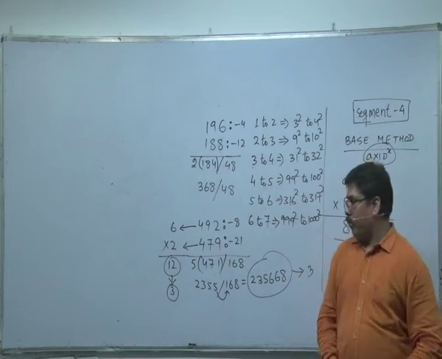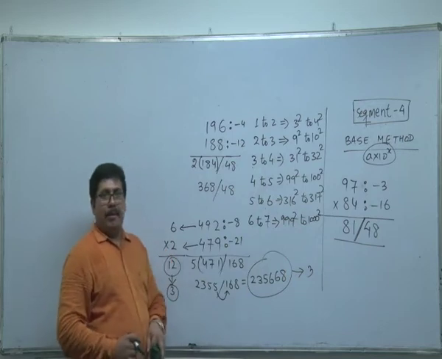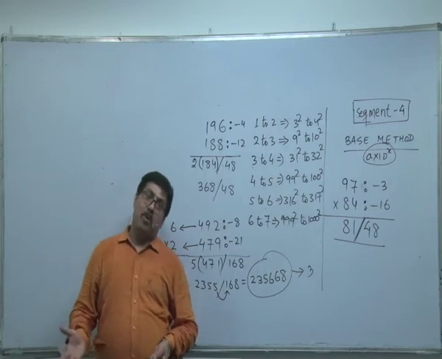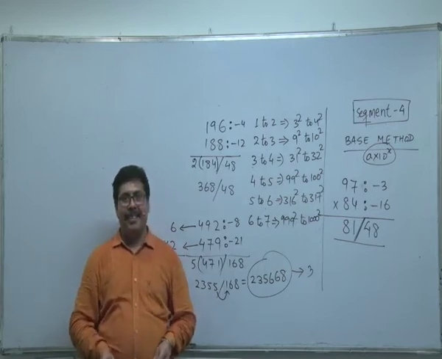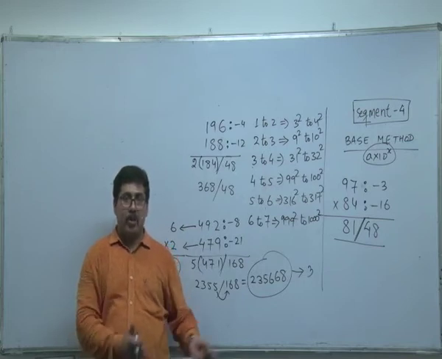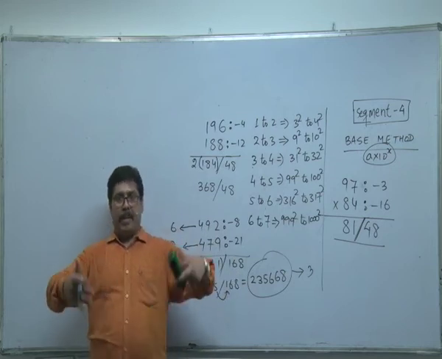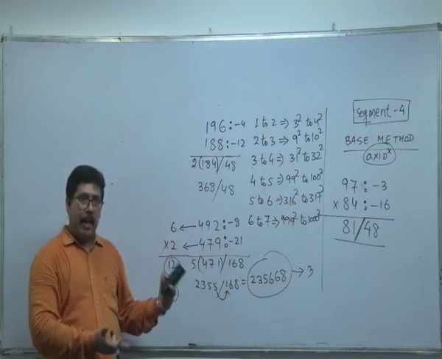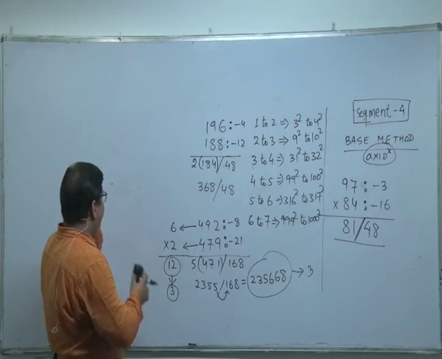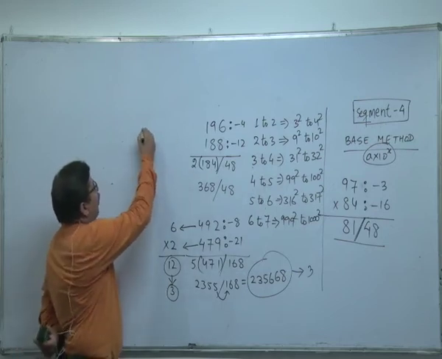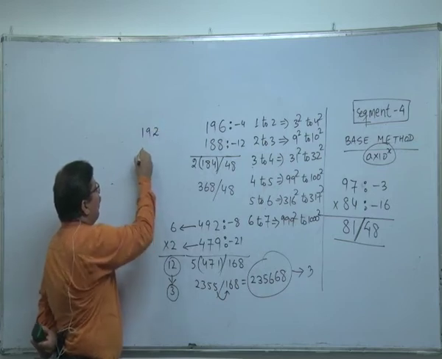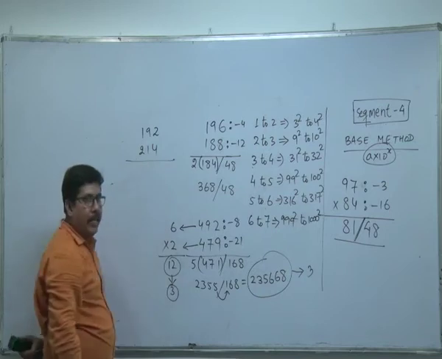All right? Now, I'm sure one thing is going in your mind. What happens if one of the numbers is more than the base and the other number is less than the base? So I'm going to take one example in which my first multiplicand is less than the base and the second multiplicand is greater than the base. I'm taking numbers near to 200, like 192 and 214.